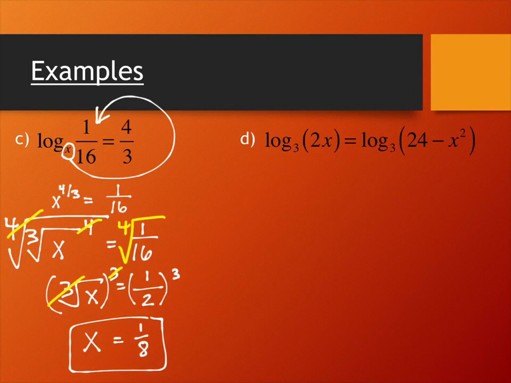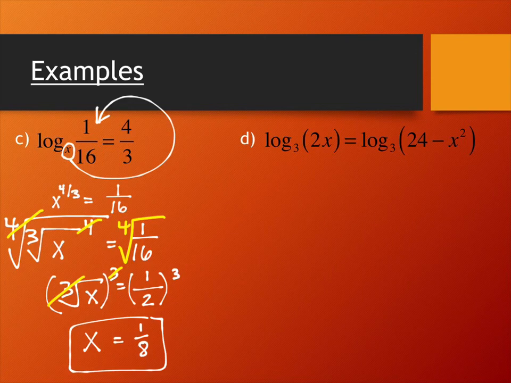Okay, D is the most unique from what we've done so far. What makes D look different than the other three that we just did? There's a log on both sides. And do you know what the cool thing is about a log on both sides? They don't cancel, but it's just about as good. They just get ignored.